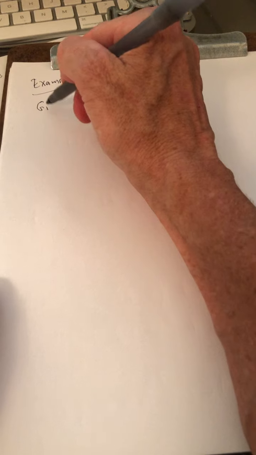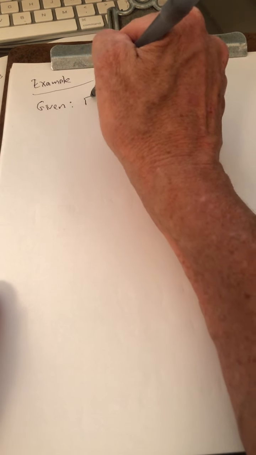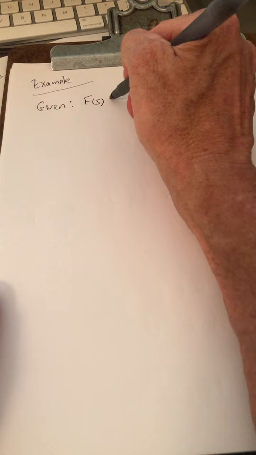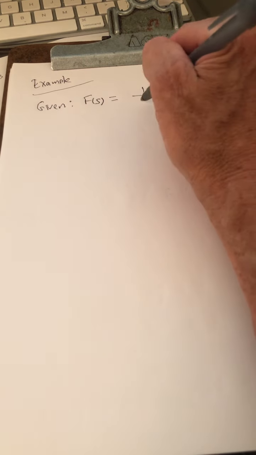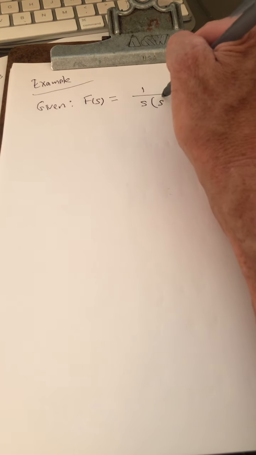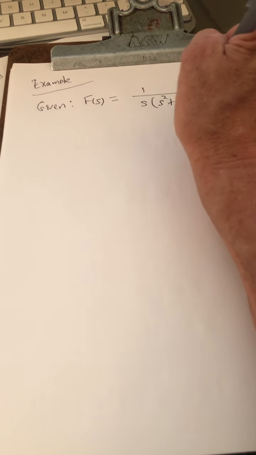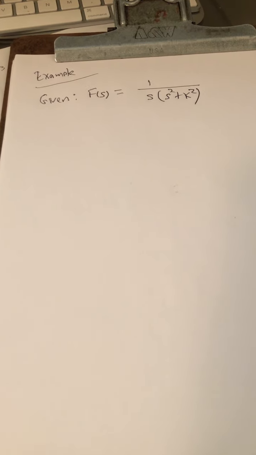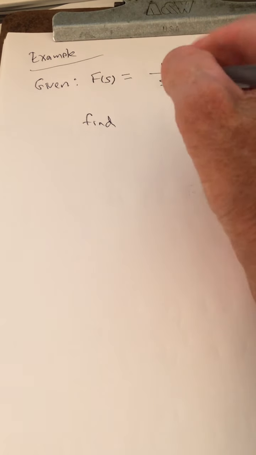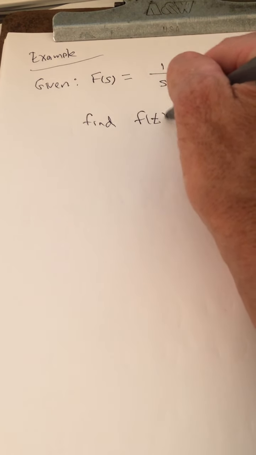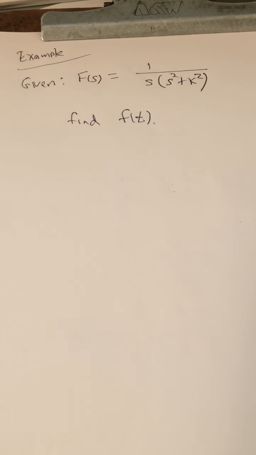In this example, we are given that the transformed function F of s is 1 over s times (s squared plus k squared). And of course, our job is to find f of t. Now, there are actually two ways to do this problem.